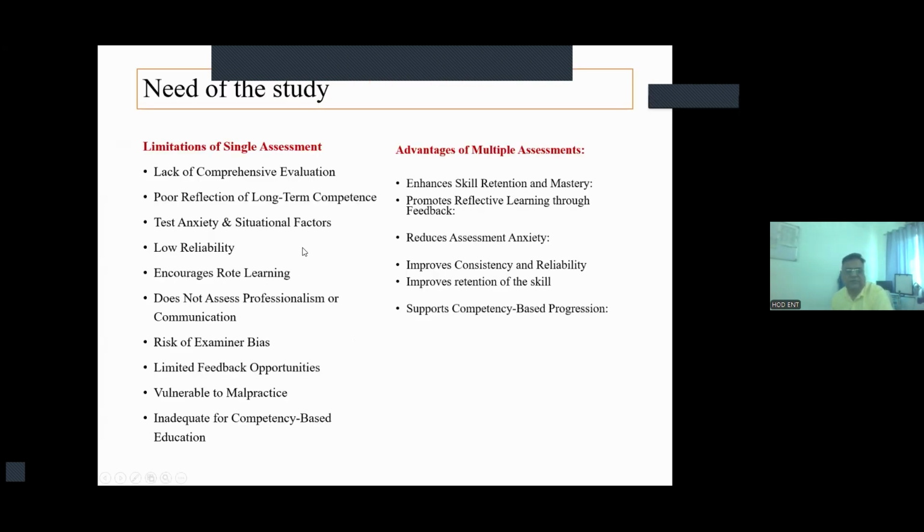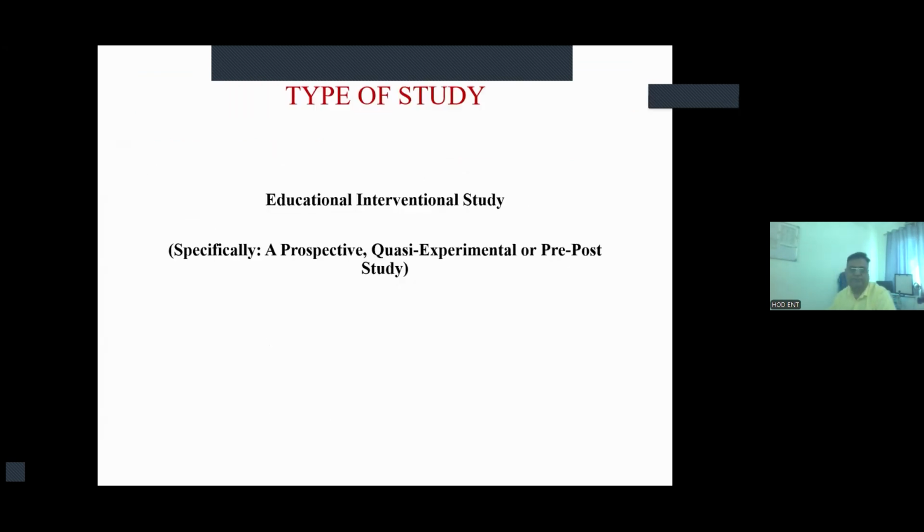Limitations of a single assessment: we see lack of comprehensive evaluation, poor reflection of long-term competence, test anxiety and situational factors, low reliability, encouragement of rote learning, it does not assess professionalism or communication, and others. And the advantages of multiple assessment include enhanced skill retention and mastery, promoting reflective learning through feedback, reduced assessment anxiety, improved consistency and reliability, improved retention of skill, and support for competency-based progression.